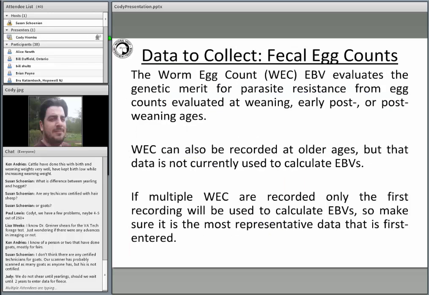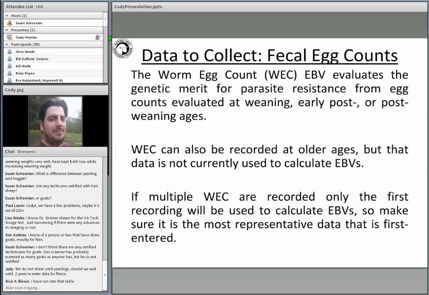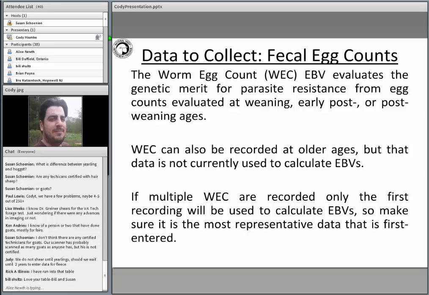We're down towards the end here on fecal egg counts. This is something I'm not as familiar with. I have not taken any fecal egg counts. I know a lot of the hair sheep breeders, the Katahdin breed, have been doing a lot of really good work with fecal egg counts. Basically what we're doing here is evaluating the worm egg count and developing EBVs from that. I don't specifically know the heritability of it, but I do know they've made a lot of progress with this in other countries. Thanks, Bill.